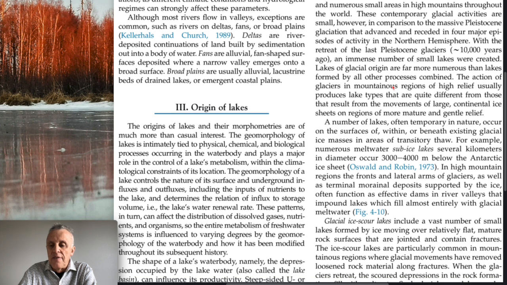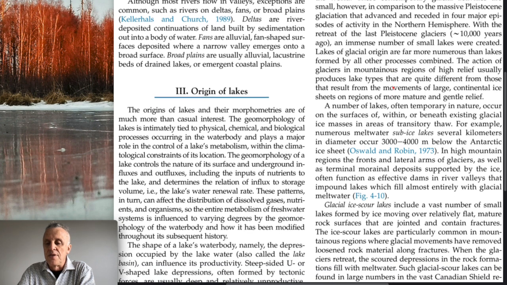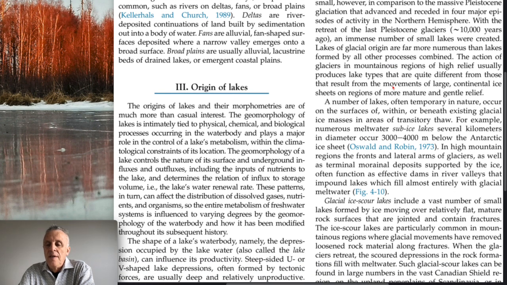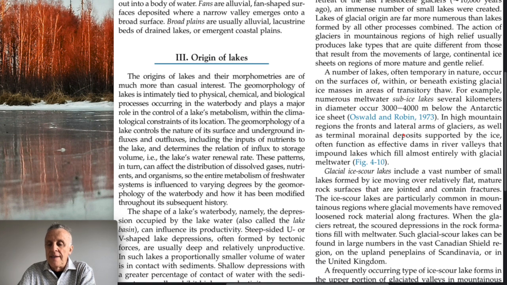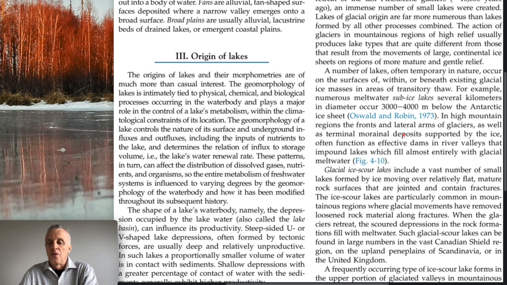Lakes of glacial origin are far more numerous than lakes formed by all other processes combined. The action of glaciers in mountainous regions of high relief usually produces lake types that are quite different from those that result from the movement of large continental ice sheets on regions of more mature and gentle relief. A number of lakes, often temporary in nature, occur on the surfaces of, within, or beneath existing glacial ice masses in areas of transitory thaw. For example, numerous meltwater sub-ice lakes, several kilometers in diameter, occur 3,000 to 4,000 meters below the Antarctic ice sheet.